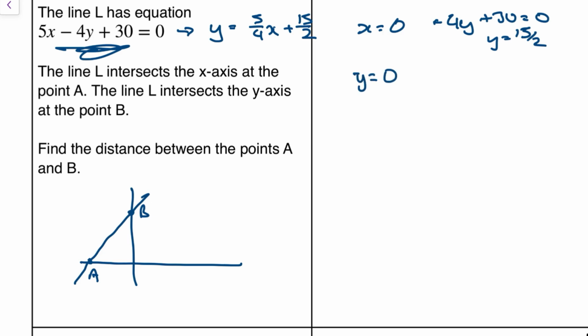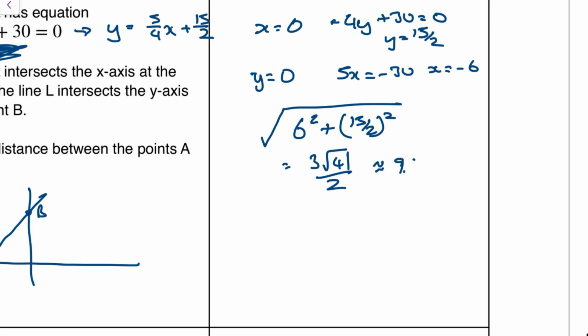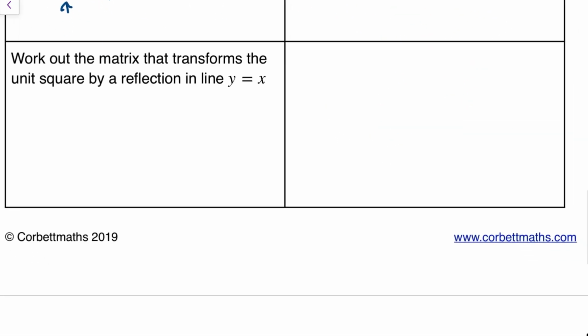If y equals 0, well, again, it's easier to put y equals 0 into here, because then 5x equals 30 negative, which means that x is equal to minus 6, which makes sense, by the way, because you can see on my diagram. So therefore the distance is going to be 6 squared plus 15 over 2 squared, all square rooted, which according to my calculator is 3 root 41 over 2. Now again, the question doesn't say exact value or anything else, so I'm also going to give a 3 sig fig, which is approximately 9.60. Either's fine, depending on what the question wants. Either way, question done. Next question.